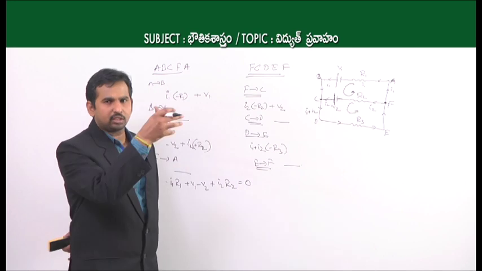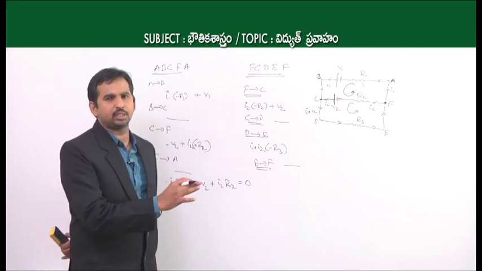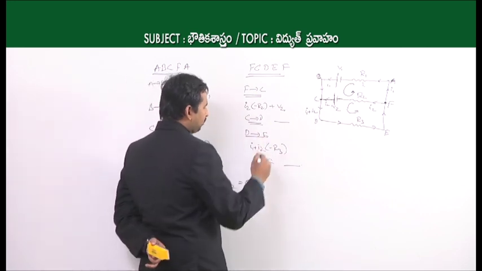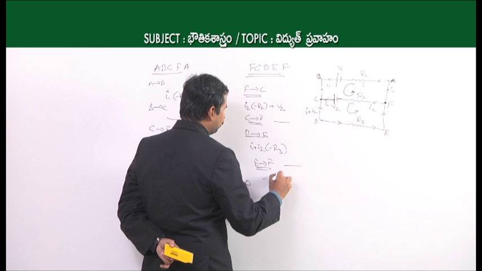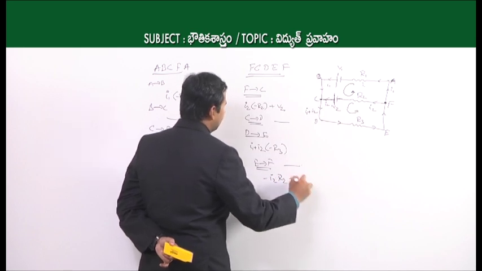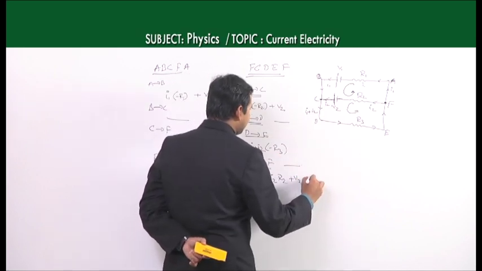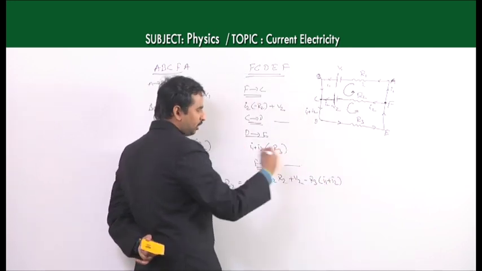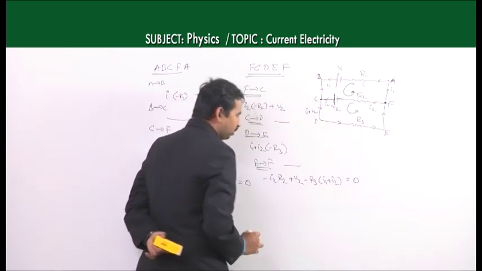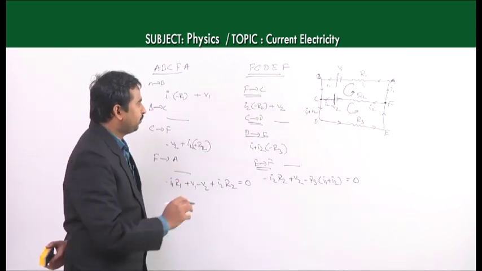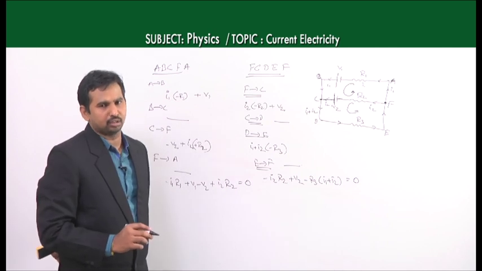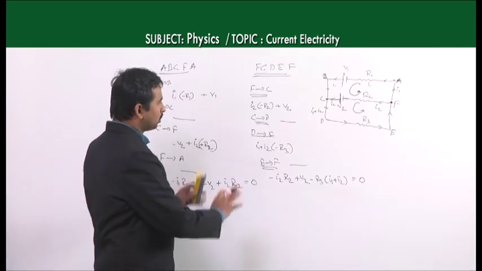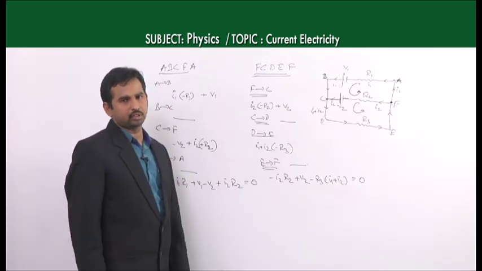Then you have to take the algebraic sum of all these potential differences across the different components here. So if you add all, minus I2 R2 in the first case plus V2, and in the second case minus R3 times I1 plus I2. This algebraic sum is equal to 0 for a closed circuit. This is what is given in Kirchhoff's second law. Okay, have you understood now how to apply Kirchhoff's second law?